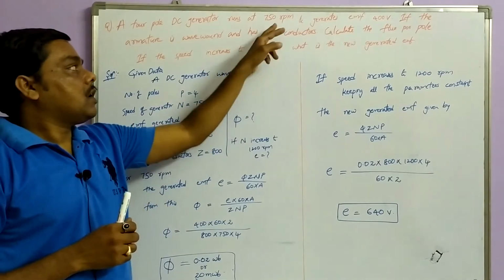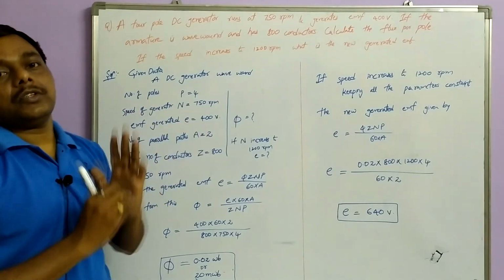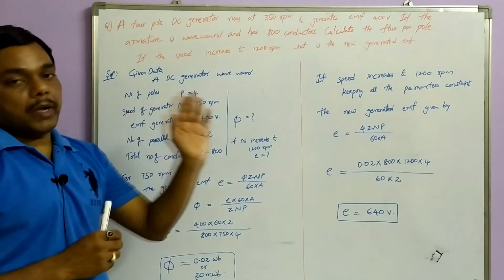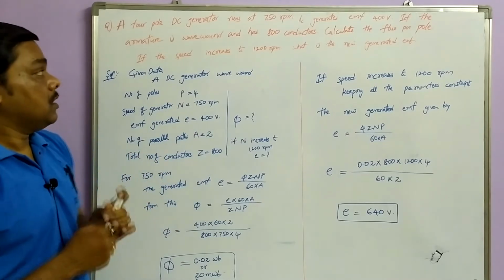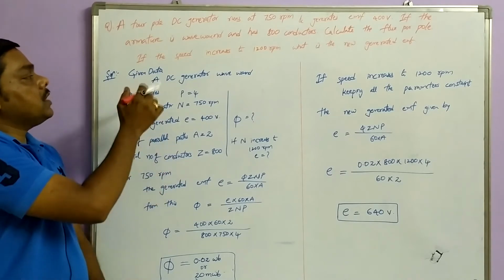So the flux at 1200 rpm and 750 rpm remains the same if it is a constant speed motor, with all other parameters constant. Now we will solve this problem. So go for the solution. Now write the given data.